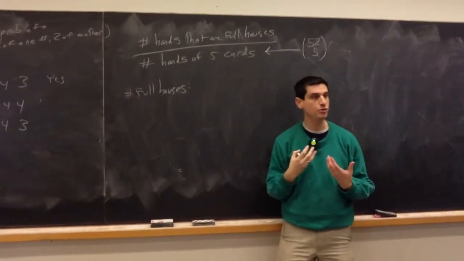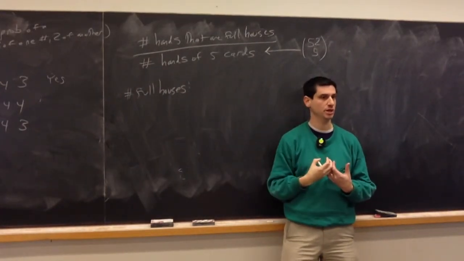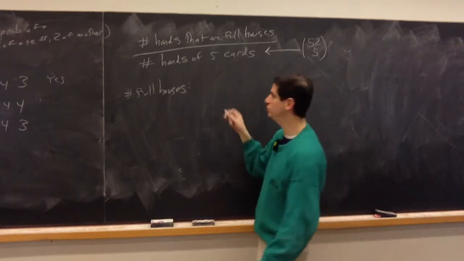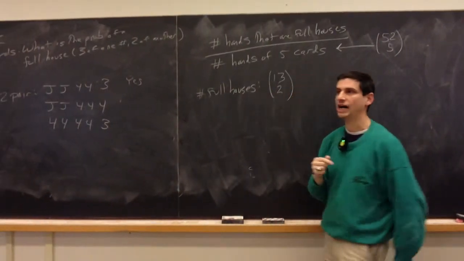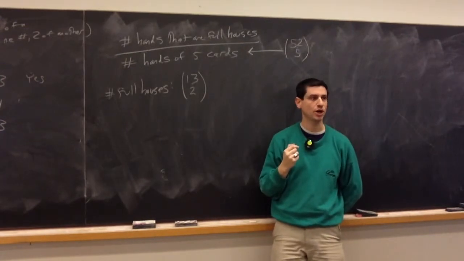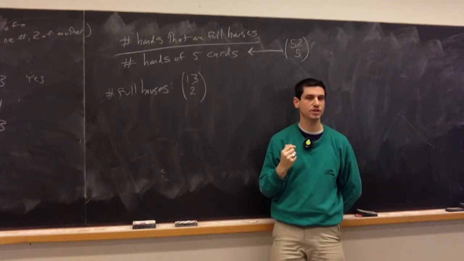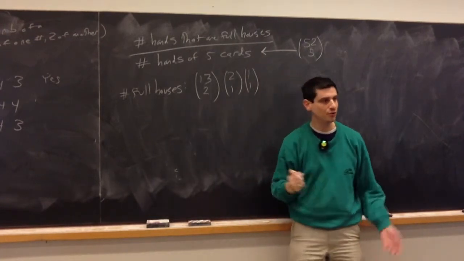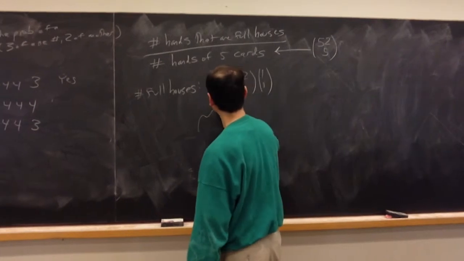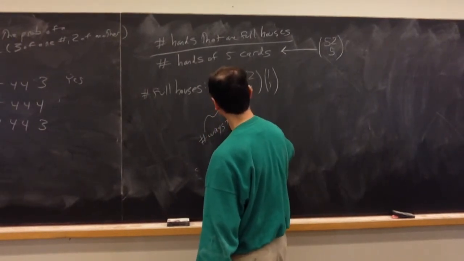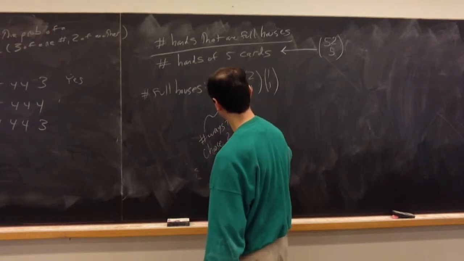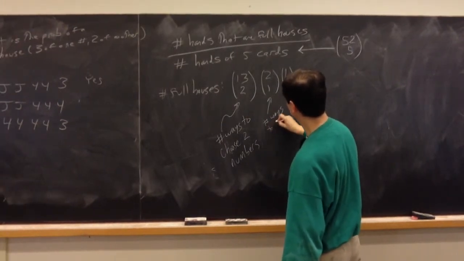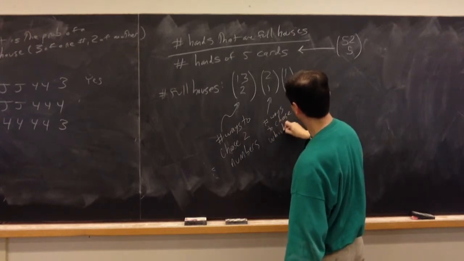One possibility is I've got to choose two numbers. These are the numbers that I'm going to have three times and two times. How many ways are there to choose those two different numbers? 13 choose 2. Now, I have to choose which one I get three times and which one I get twice. How many ways are there to choose which one I get three times? 2 choose 1. If I wanted to, I could put in a 1 choose 1 for the one remaining. So this is the number of ways to choose two numbers. This is the number of ways to choose which is three times.